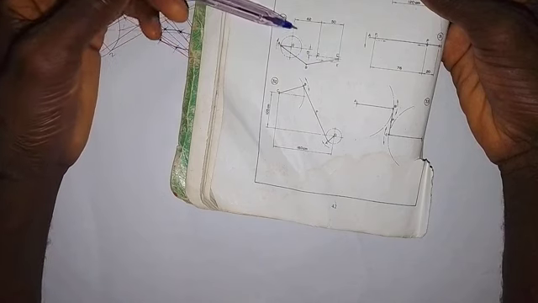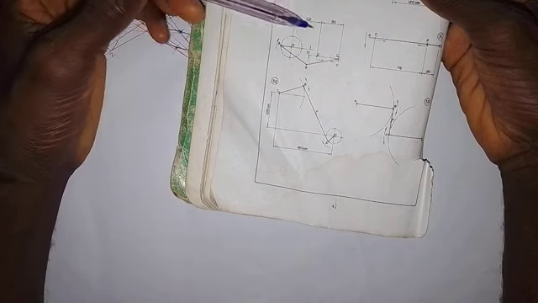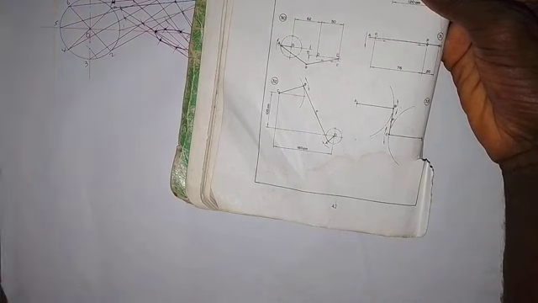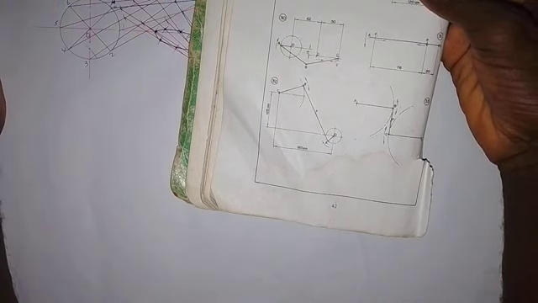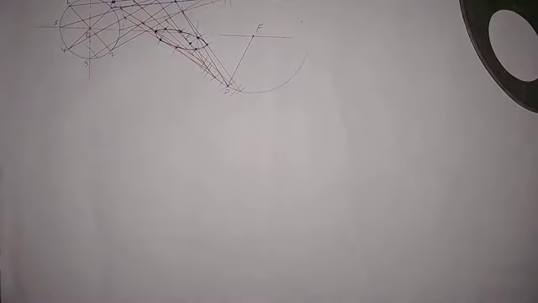So this is point B, and the distance from this point to this point is 62 millimeters. From here to here is 50 millimeters. So we are going to put all these dimensions together to obtain the locus of point B as we are instructed.